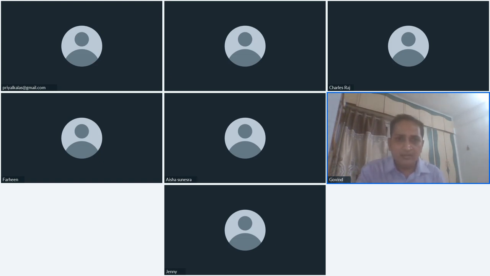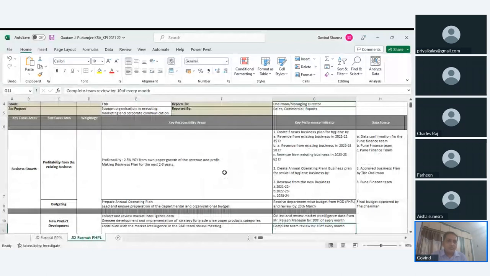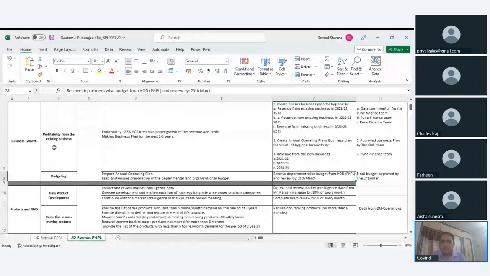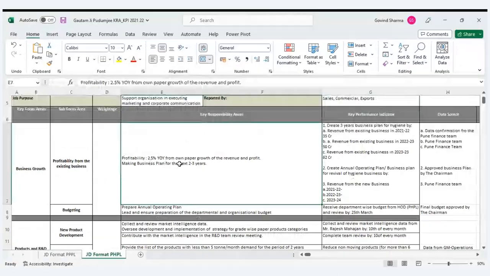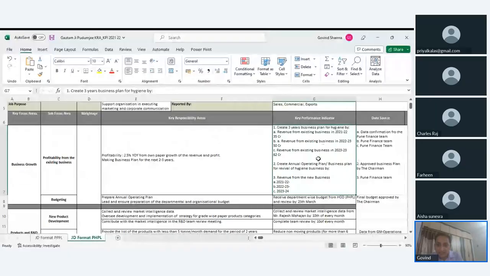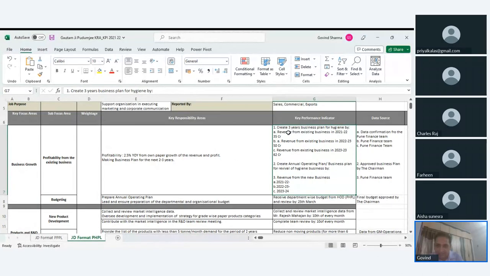So if you see this file, this is how we define it. This is for a CEO kind of file. You do not need to go into the complexity of this. This is the main key responsibility area. What am I expecting from the person? I am expecting 2.5% year-on-year growth. Here you see what the criteria is. If he does the 3 years business plan, he gets one. If he is doing business of 62 CR, that way he will get the rating. So this is the actual criteria.